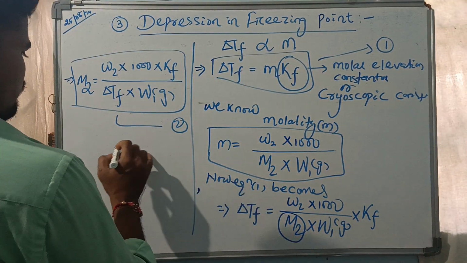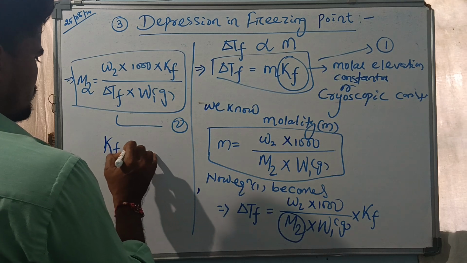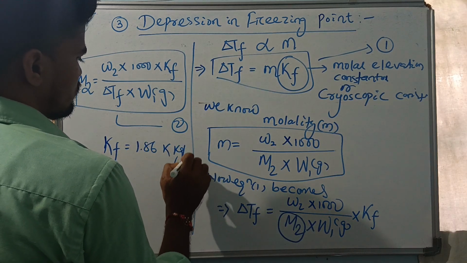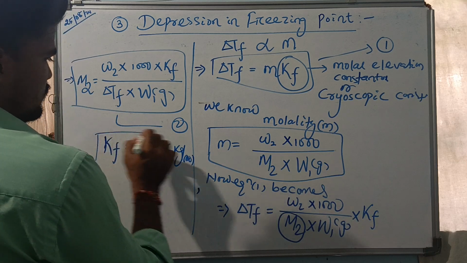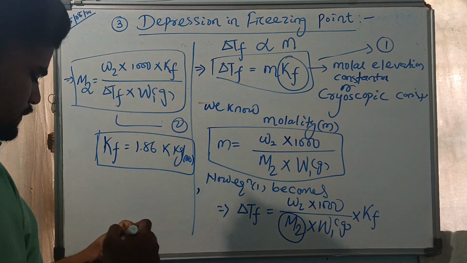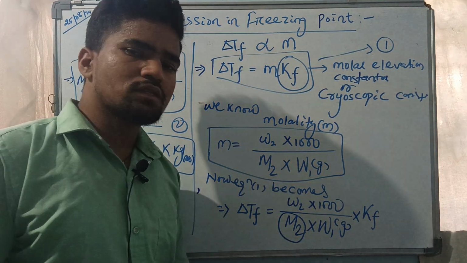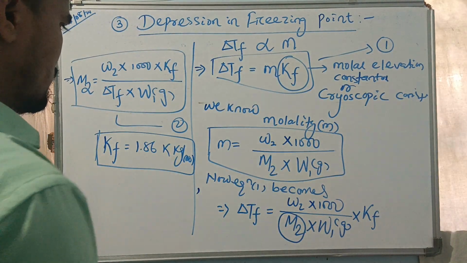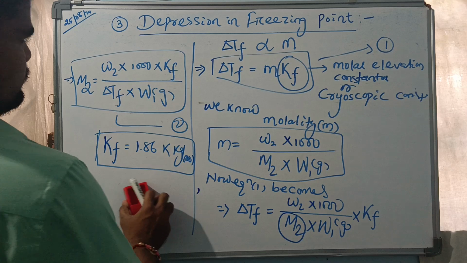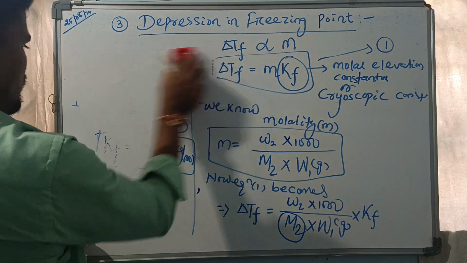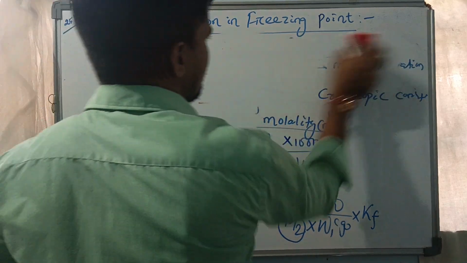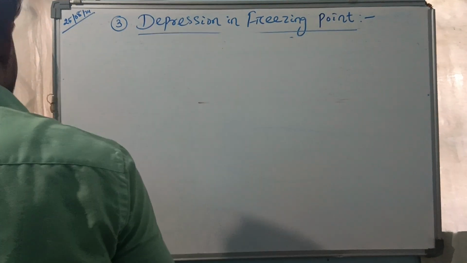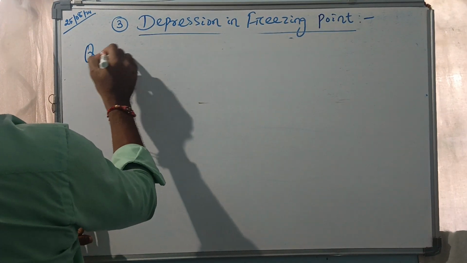What is the value of Kf? The value of Kf is 1.86 Kelvin kg per mole. So this must be remembered. Sometimes the value of Kf is given in the question, otherwise you can remember it. Done. Now let's do some numerical questions. The freezing point of solution, write down the question.